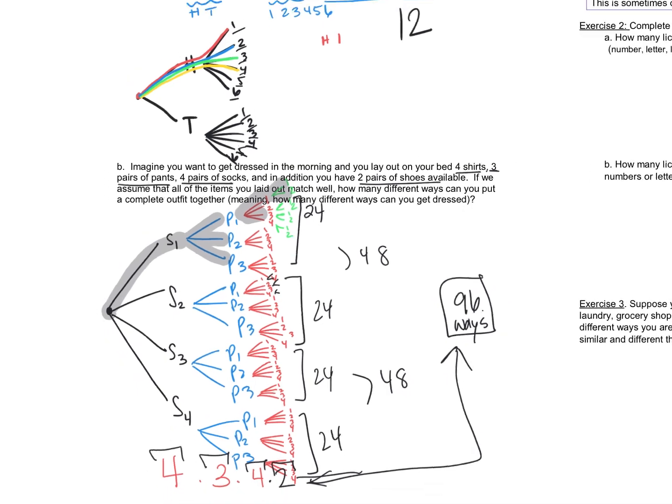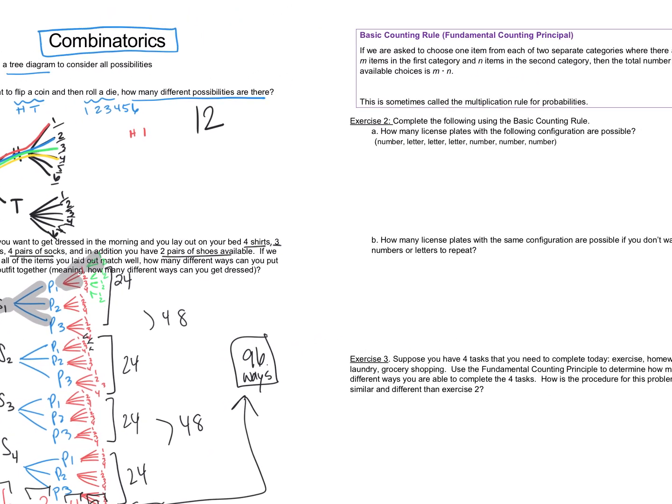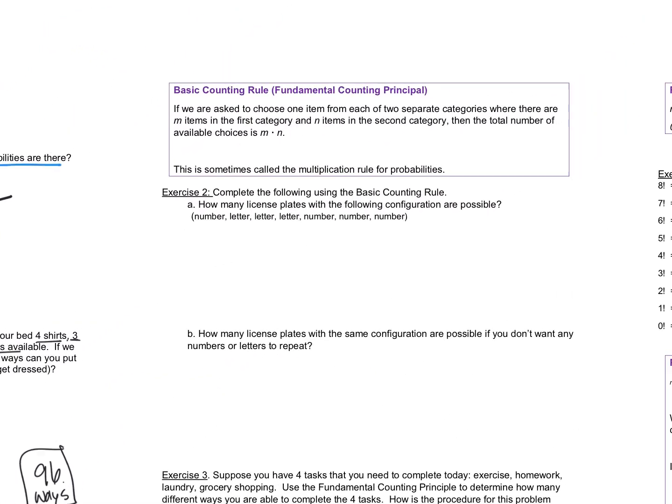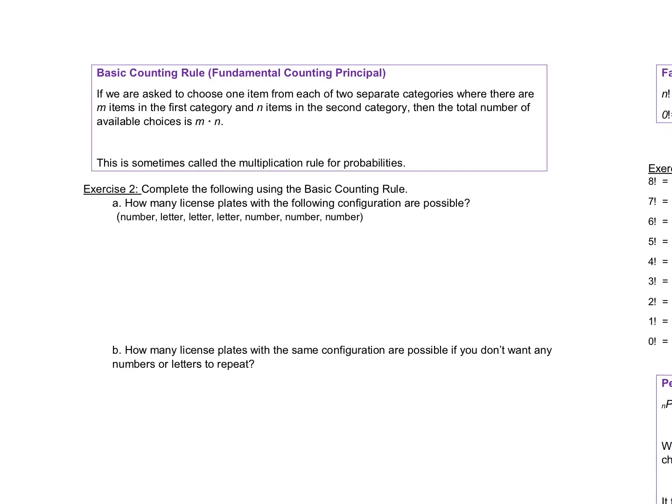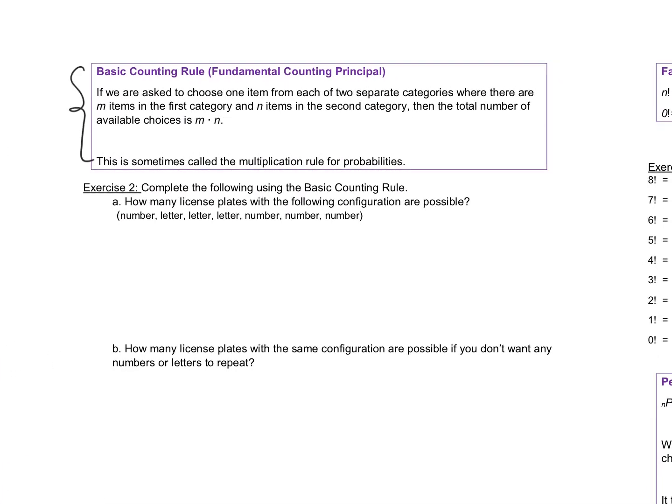And what that's called when we do that quick multiplication way instead of the longer tree is the fundamental counting principle, which you could see here. It says that if you have two or more categories and there are M items in one and N items in another, then the total available choices is just their product. Just multiply them. And sometimes it's called the multiplication rule for probabilities. That's kind of the future where we're heading. We'll do probabilities next after this.